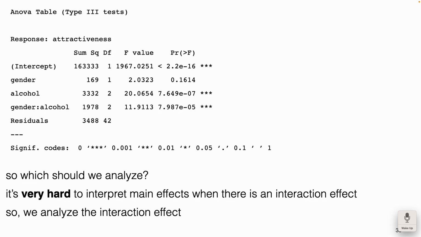So when you have an interaction effect, you analyze the interaction effect first, and then you can report the main effects, but you don't really analyze them. The real story will almost always be in the interaction effect. So what you do is you look at all the combinations. You don't look at just the main effects.